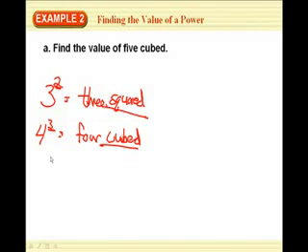And then all of them bigger than that, like in the book it says 2 to the 5th, there isn't a special word, it would just be 2 to the 5th.